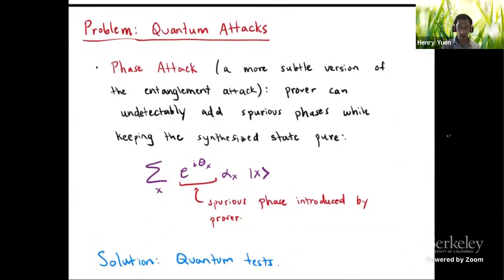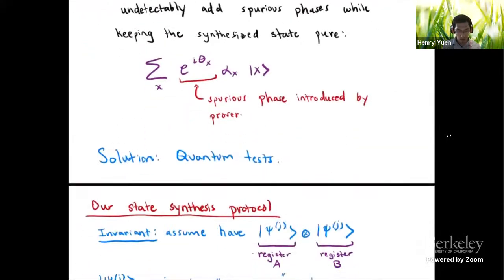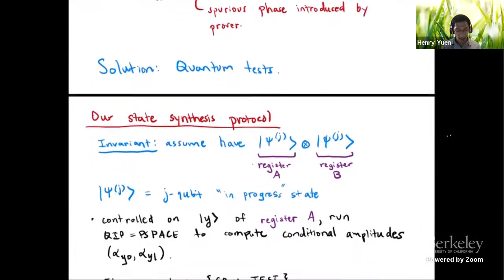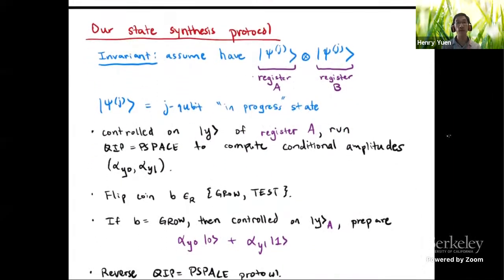There's a kind of subtler version of the entanglement attack. Maybe the prover isn't entangled, but it could introduce spurious phases which ruin your state. I see I have no minutes remaining, so I'll just quickly say that we can fix these problems by introducing genuinely quantum tests to detect these types of attacks.